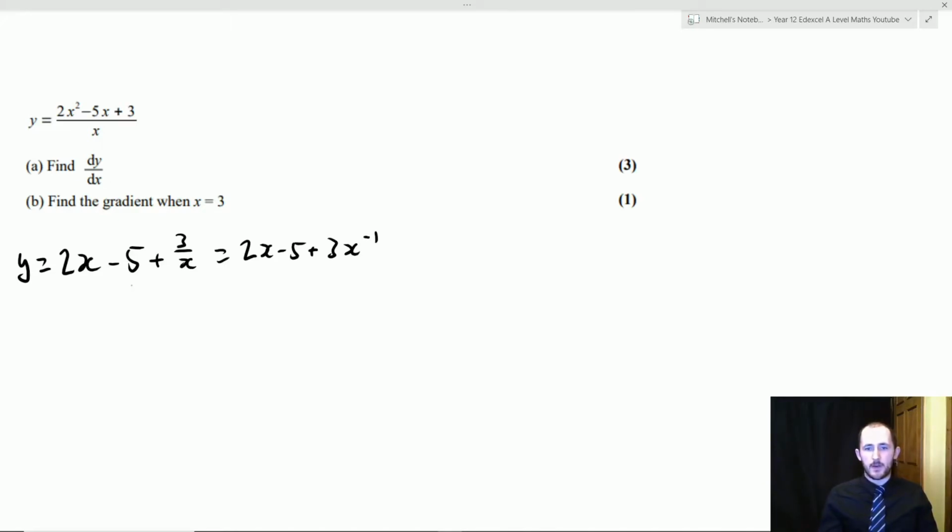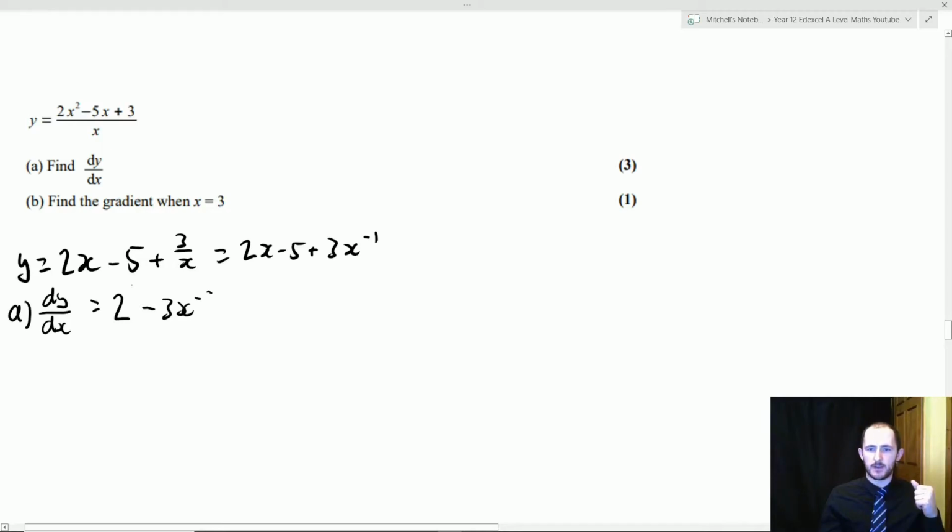Then all we need to do for part A is differentiate, which is equal to 2. Minus 5 goes to 0 because it doesn't change, so there's no rate of change. And that becomes minus 3x to the minus 2.